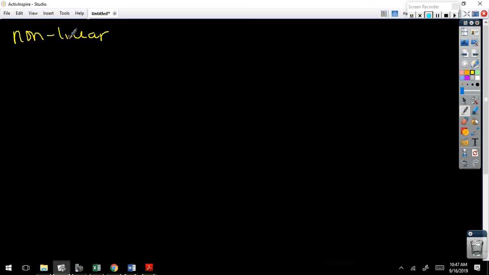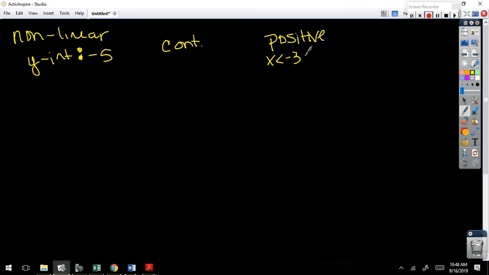The y-intercept is negative 5. Now, that means the point is (0, negative 5), right? Because x is 0. The function is continuous. That's nice to know. The function is positive when x is less than negative 3 and x is greater than 4.